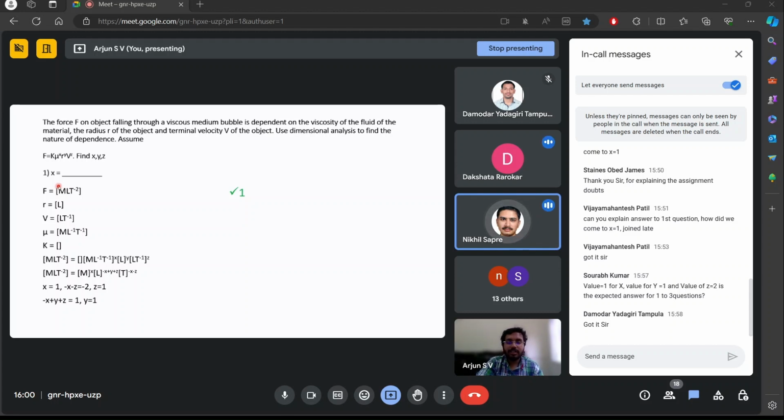So in the end it will be F is equal to k into mu power 1 r power 1 v power 1. So that's what you have to answer in the subsequent questions. In the second question they are asking y, so y's answer will also be 1. And in the third question they are asking z. z's answer will also be 1.